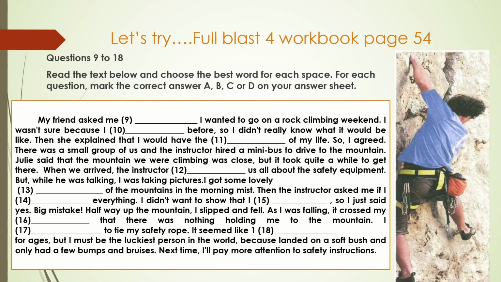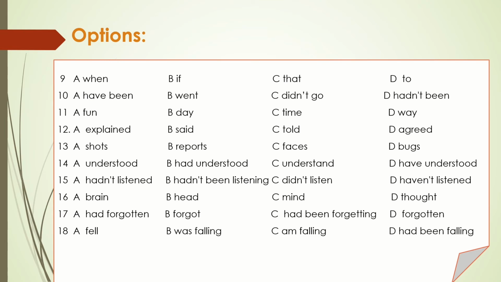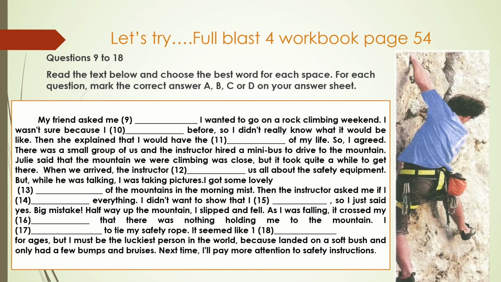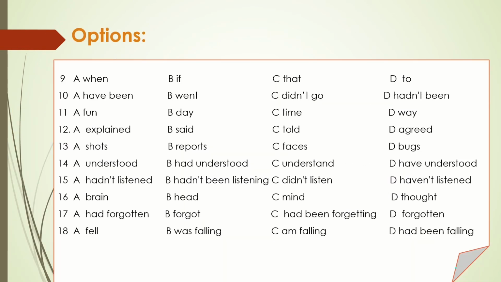So what did the instructor do? The instructor explained, said, told, agreed. Told us all about the safety equipment. Explained would have been right if there were a "to" before "us all about the safety equipment", but here it is "told us all about the safety equipment". So when we arrived, the instructor told us all about the safety equipment. Told is C for number 12.